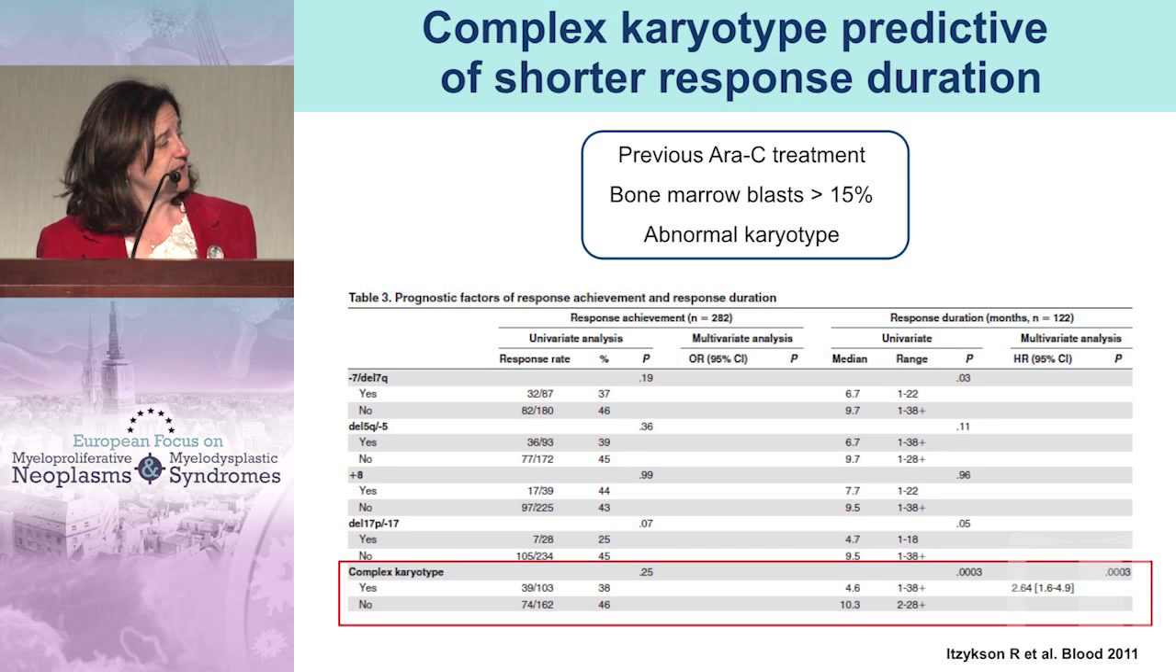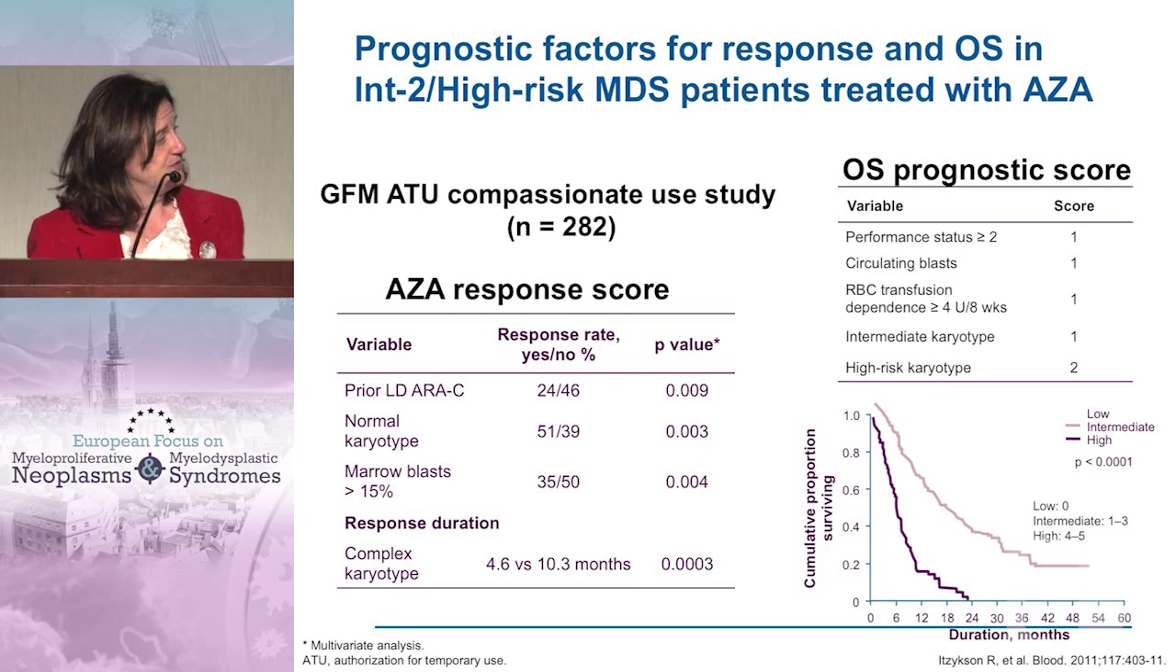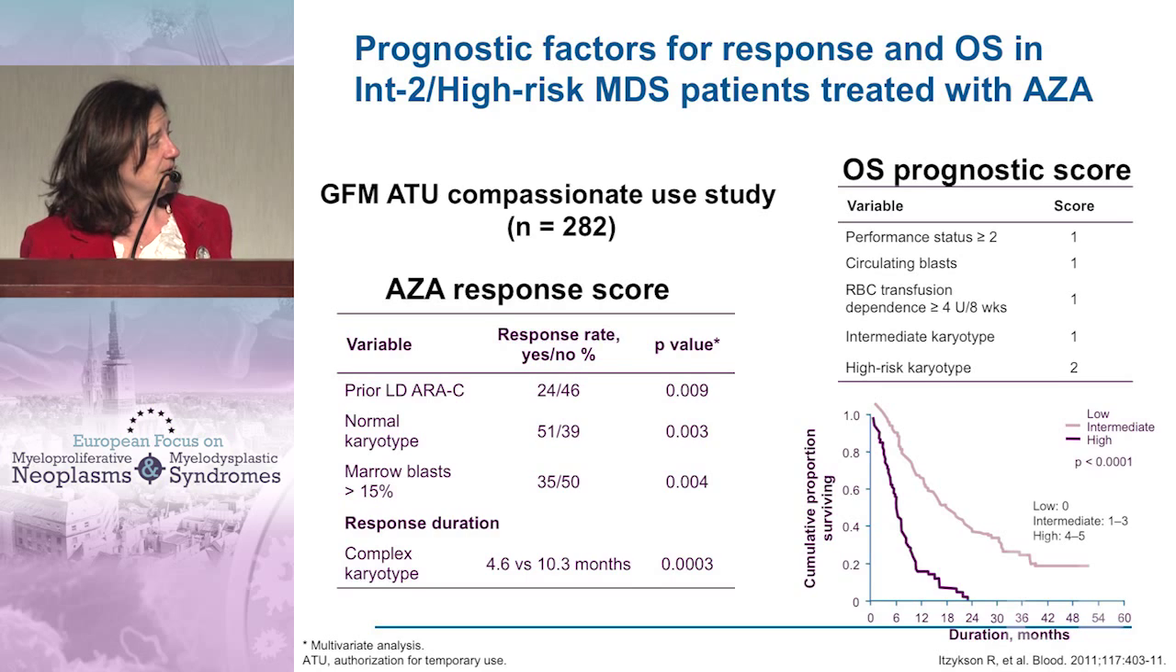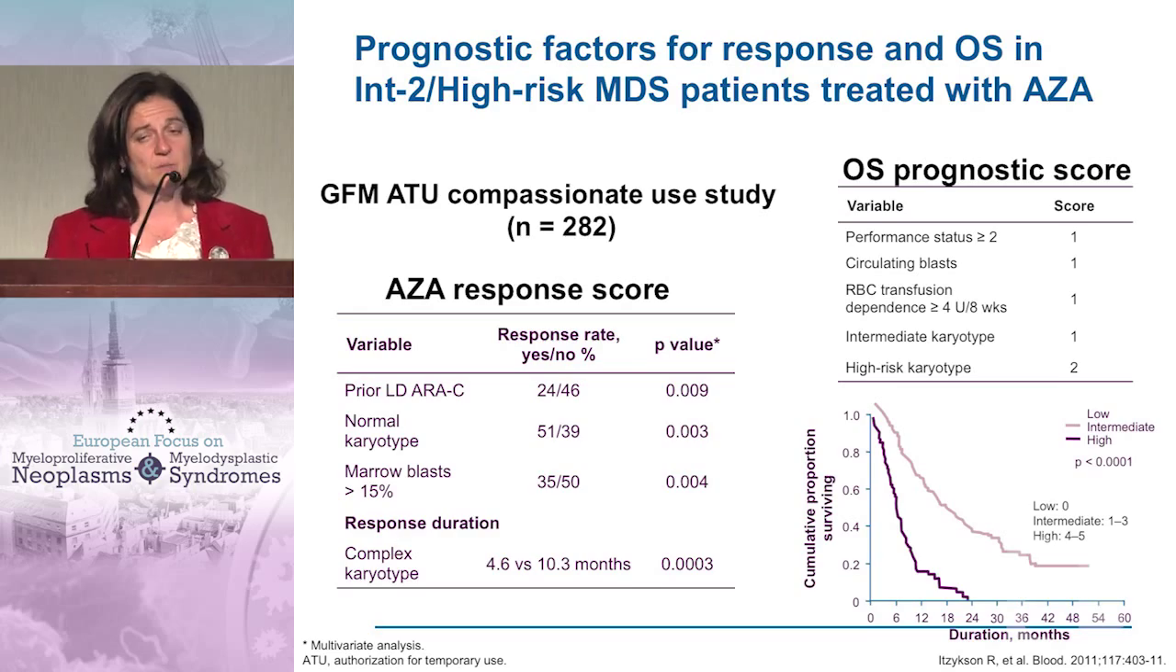And of course, you already saw this slide, which was shown to you by Dr. Hades. And this is the result of the French study. You see that if you treat a patient who already received low-dose chemotherapy, you are bound to be unsuccessful. And with normal karyotype and low number of blasts, it is okay, but the response duration depends mostly on the karyotype. So complex karyotype may respond, but for a very short time, and this is just talking about response.